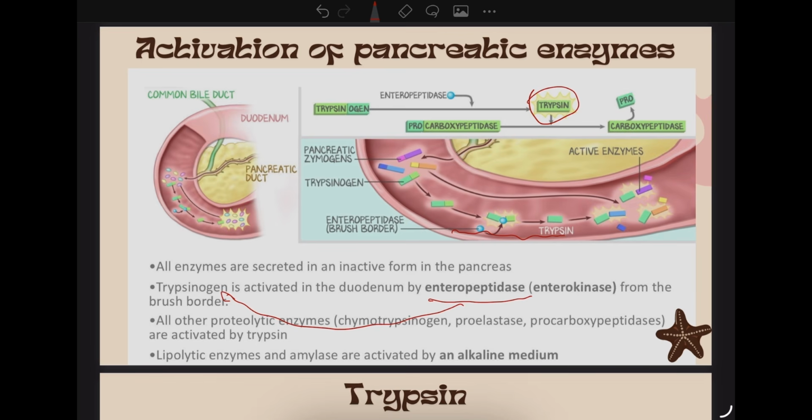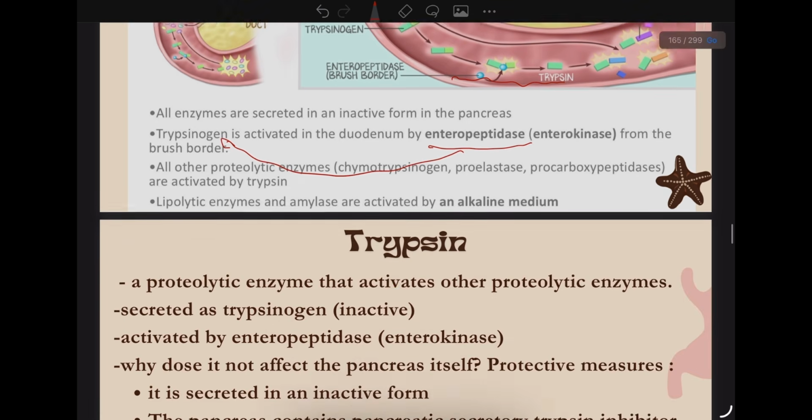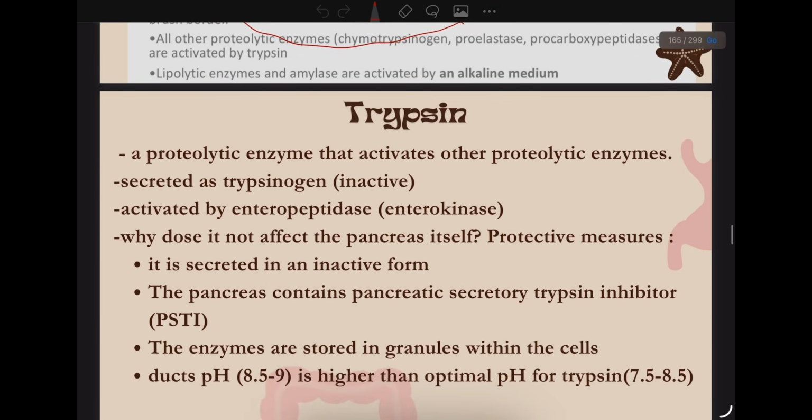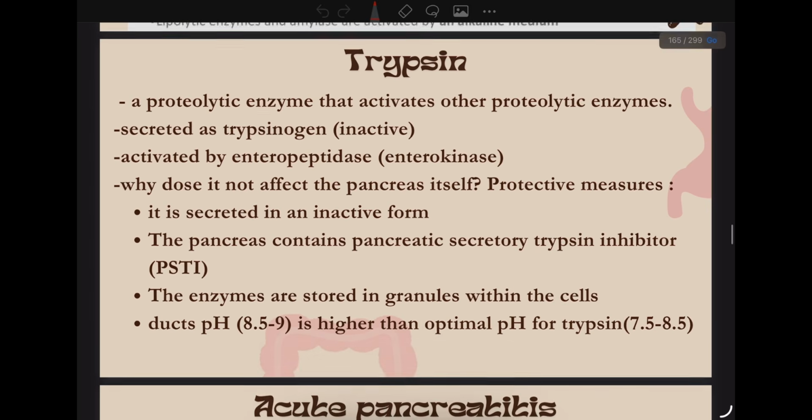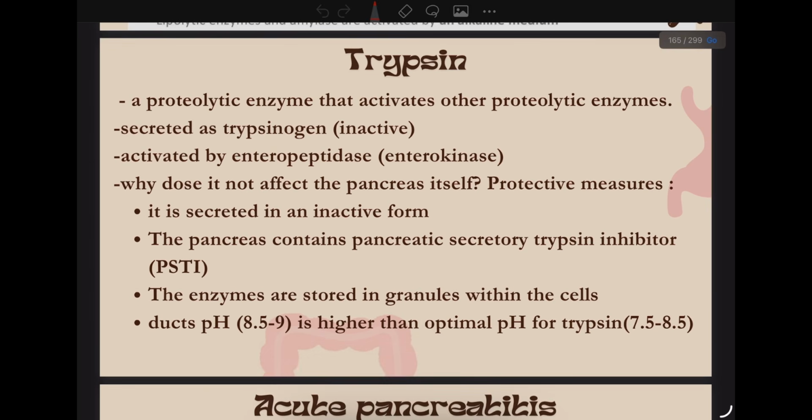What about lipolytic enzymes and amylase and all of that? They just need the alkaline medium to start working. Alkaline medium is enough for them to start working, so they don't need an activator. But the proteolytic enzymes use trypsin, which is activated by enteropeptidase. Now, as we said, trypsin is secreted as trypsinogen and then activated by enteropeptidase.